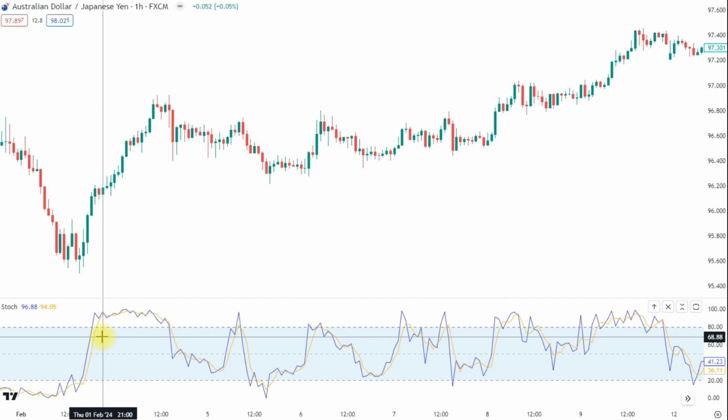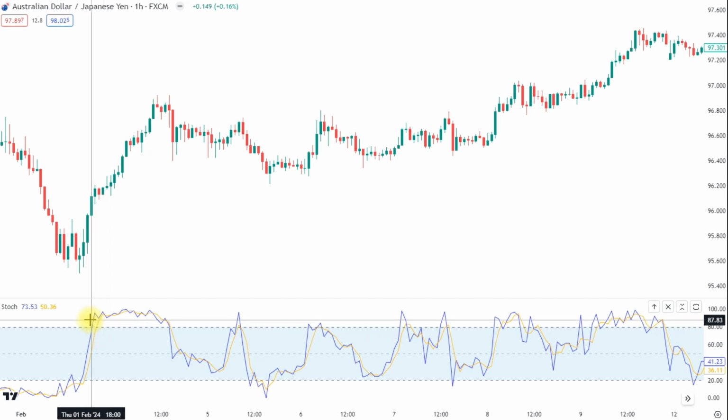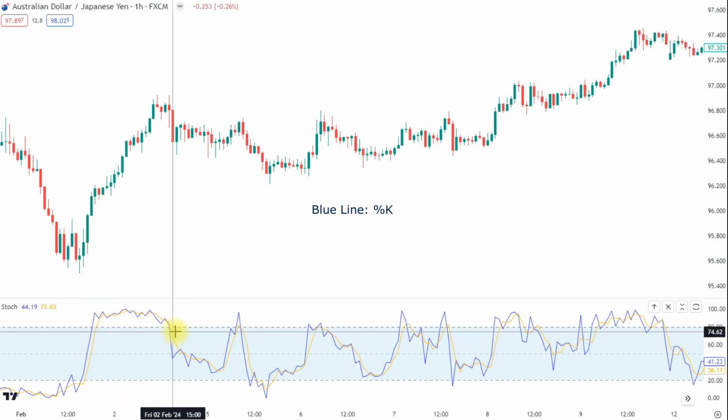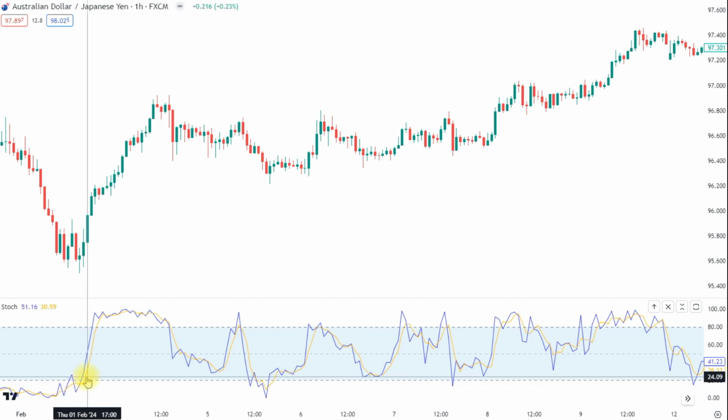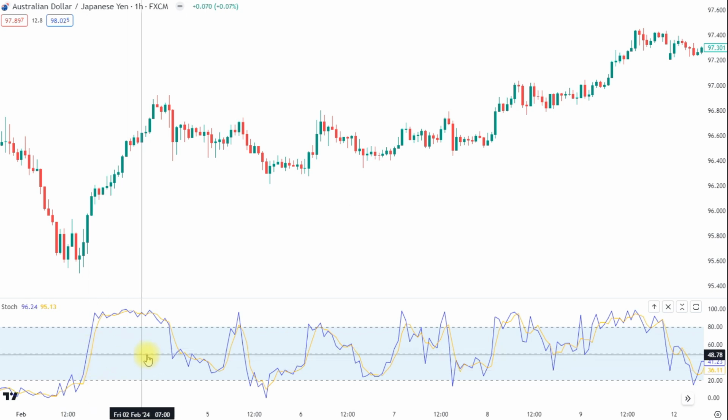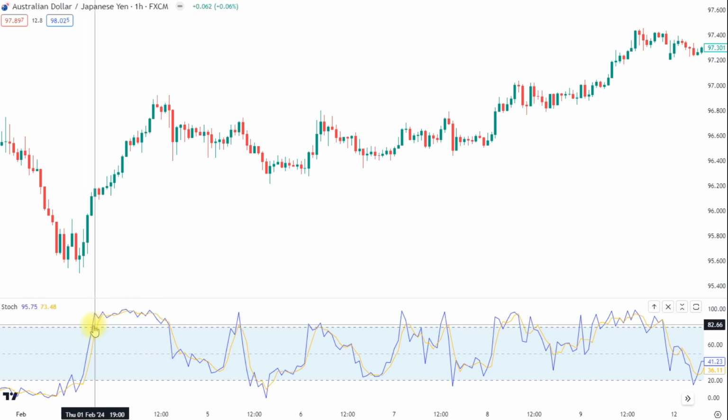But to make the analysis more precise, we will also use the crossover method. For that, we have the blue line, which is called the percentage K. It is the fast indicator of those two. And we have the yellow or orange line here, which is the percentage D. It's the slower indicator and also a 3-period moving average of the K line, the blue one. And for those who are really eager to know, the blue line shows the current price as a percentage between the highest and the lowest price of that period.